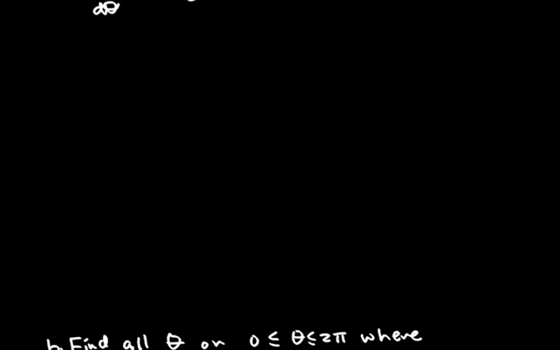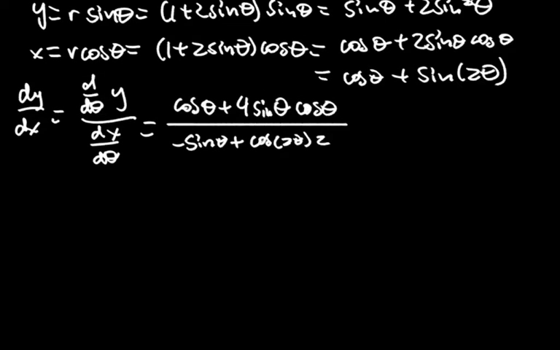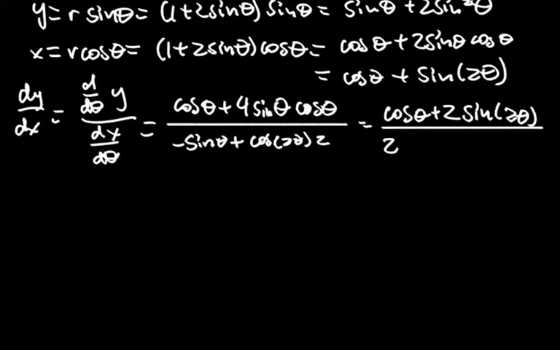All right, so let's simplify this a little bit, make things a little bit easier to work with. So let's see, this is 2 times 2 sine theta cosine theta, so this could be cosine theta plus 2 sine of 2 theta. And then the denominator is just going to be, let's just move that 2 in front and then move the cosine in front of the minus. So 2 cosine of 2 theta minus 2.